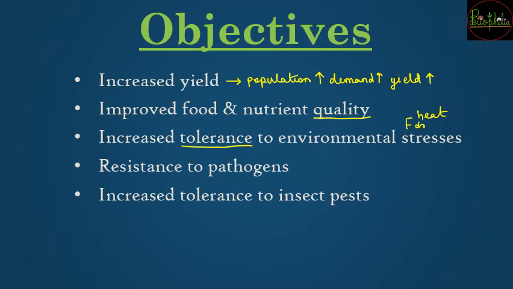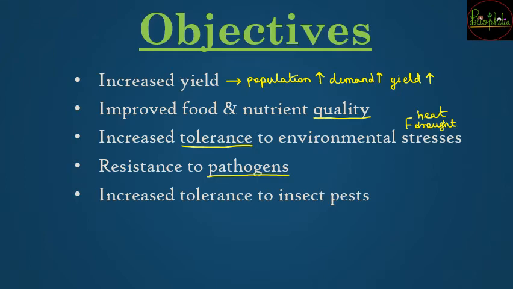It can be drought conditions, यानी water की प्रॉब्लम्स हो सकती है, पानी कम हो गया, ज़्यादा हो गया. So for all such environmental stresses the plant should be tolerant. Fourth objective होगा that is resistant to pathogens.